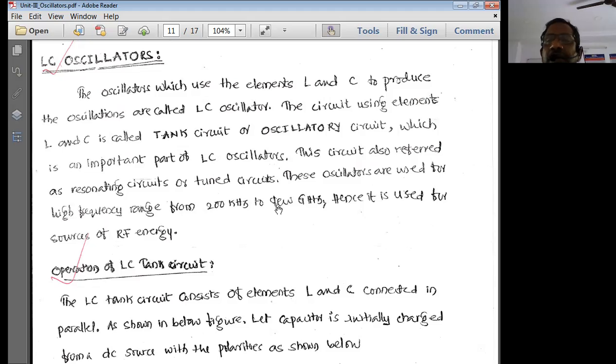Resonating means what? At a particular value of tuning, the input signal will simply be loaded into the circuit. That is called tuning. Say, for example, in a radio, whenever you use a radio, we normally tune to a particular station.